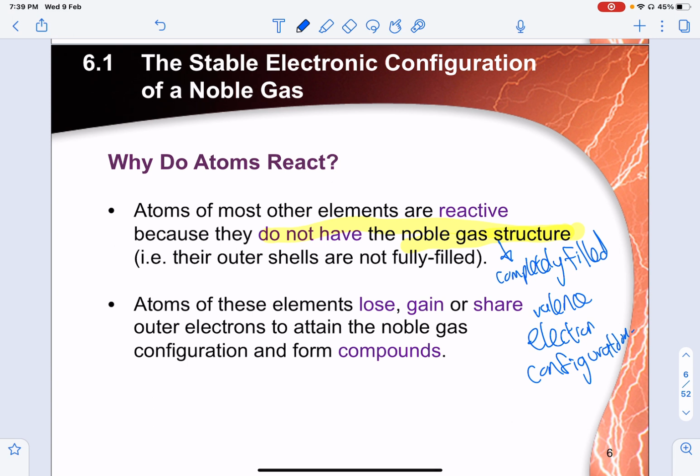Atoms of these elements tend to either lose, gain, or share outer electrons to attain the noble gas configuration. So in the scenario of losing and gaining the electron, we are tentatively looking at ionic bonding. Whereas scenarios that allow you to share the electrons, we are looking more at covalent bonding.